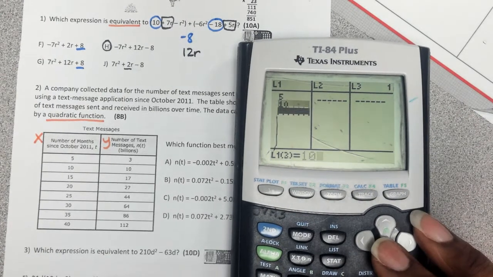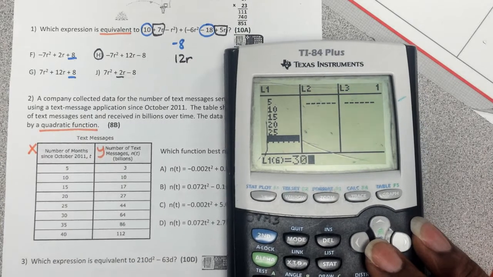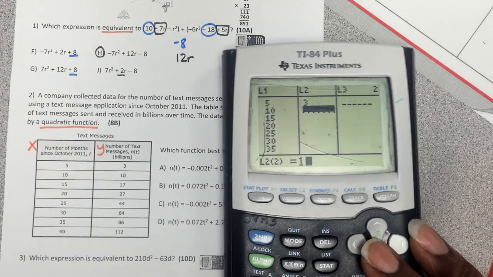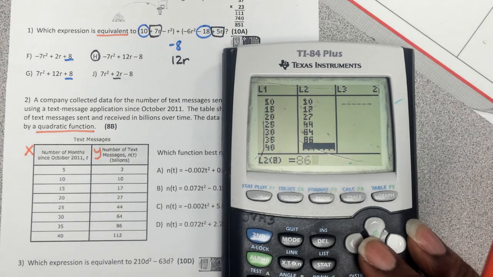5, 10, 15, 20, 25, 30, 35, 40. Then we got 3, 10, 17, 27, 44, 64, 86, 112.